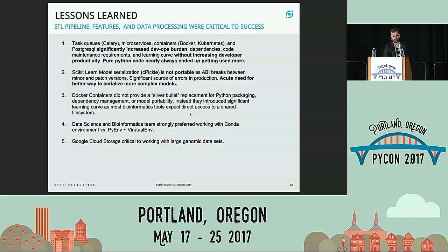And instead, actually, they found working with, say, the Conda environment and the way the packaging was done there tended to be more effective. And then lastly, Google Cloud Storage or similar services like Amazon S3 were critical for this genome work. It's extremely I/O intensive. You have these huge data files that need to get moved around.